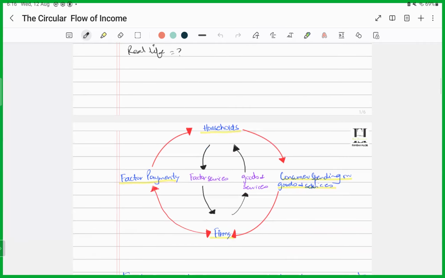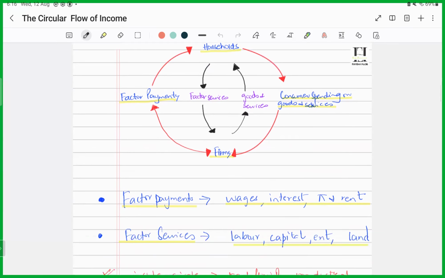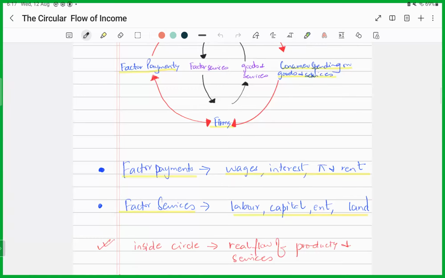Now, look at this diagram. Don't get overwhelmed. There are two movements happening at present. The black arrows are the inside movement, and the red arrows are showing the movement outside the circle, right? So there are two types of flows happening. The inside circle is representing the flow of products and services.